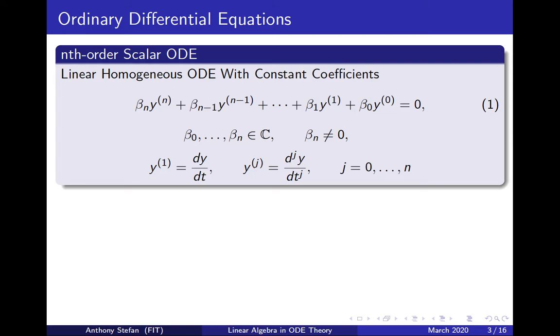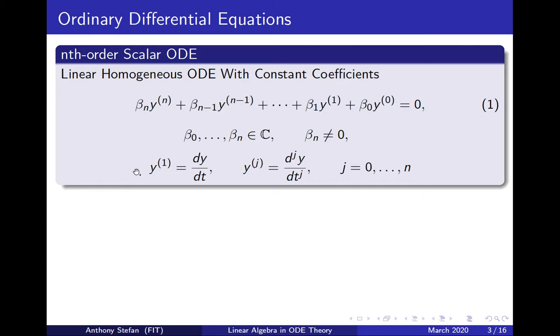This is linear; we can tell it's linear because it only has y. Linear homogeneous ODE, homogeneous meaning that the right side is set to 0. Ordinary differential equation with constant coefficients. Beta 0 to beta n are complex numbers. We can see that beta n cannot be equal to 0. Why? Because when we solve these equations, we'll want to divide by beta n, and we can't divide by 0.